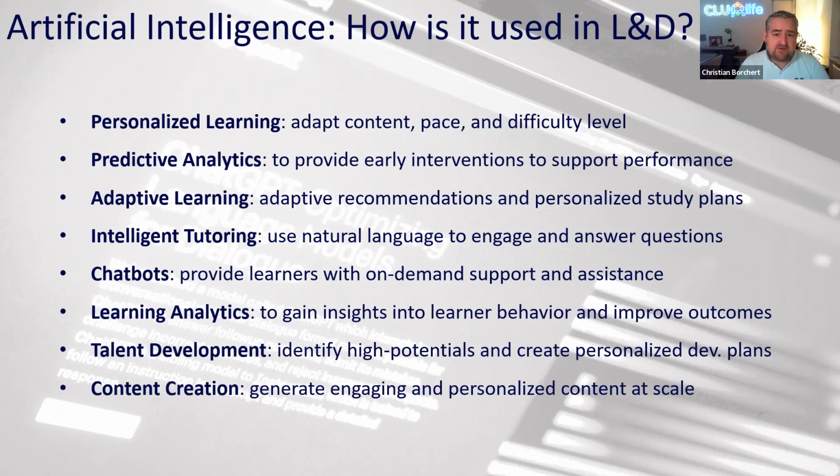Another very big area for application is in content creation. You can use artificial intelligence to really create content at scale. So it can help you to create learning content itself. And in an even further advanced version, you can even have personalized content at scale. So for every individual person, the learning content will be slightly different than for the other person.